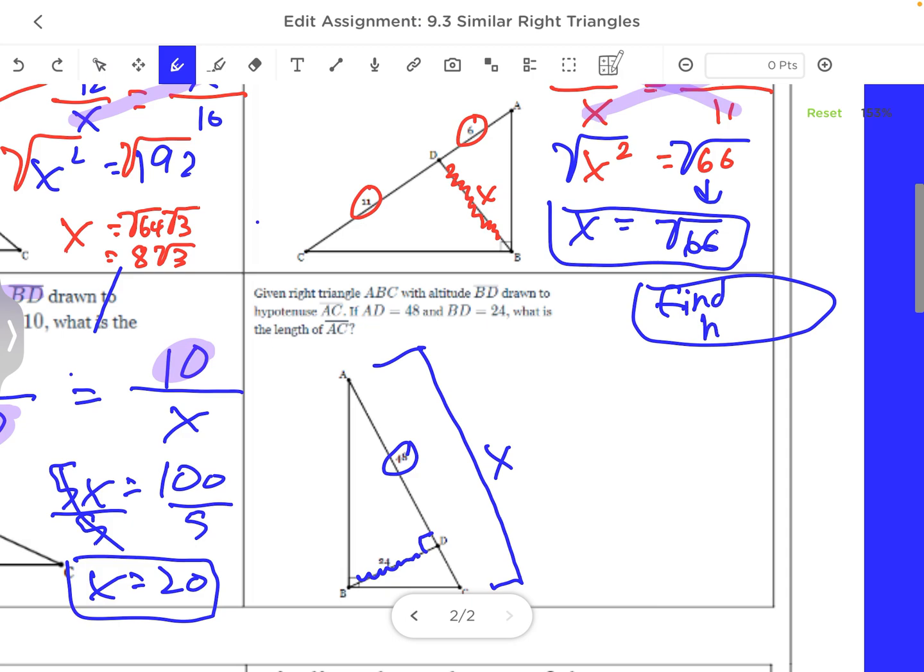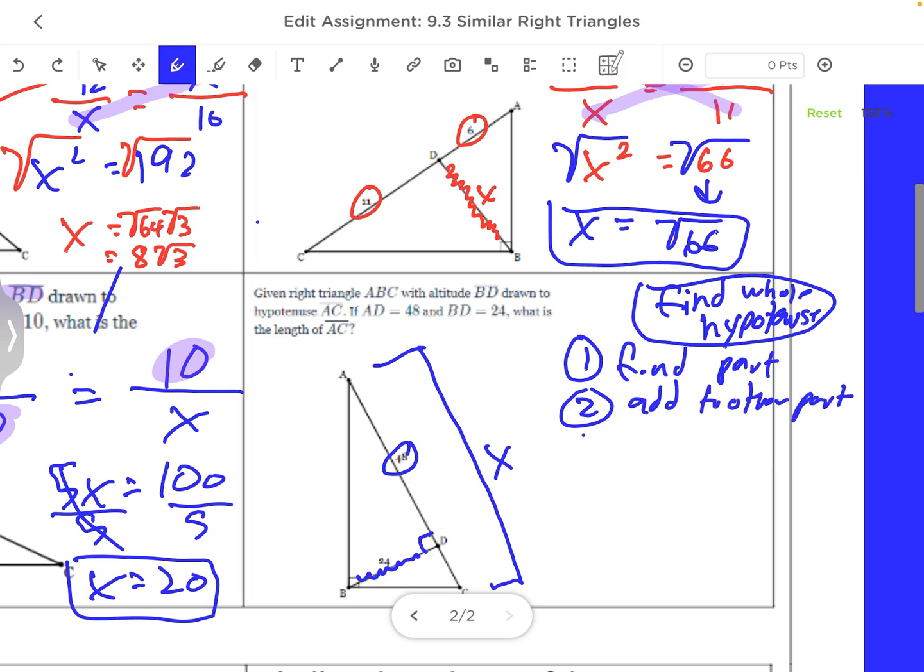Find the hypotenuse. It's the whole thing. All right, so this is that variety. Let's take a look. What are we dealing with? To find the whole thing, first we need to find the part. If we find this part right here, then we can add it to this. So the second thing is add to other part, and then we calculate x.